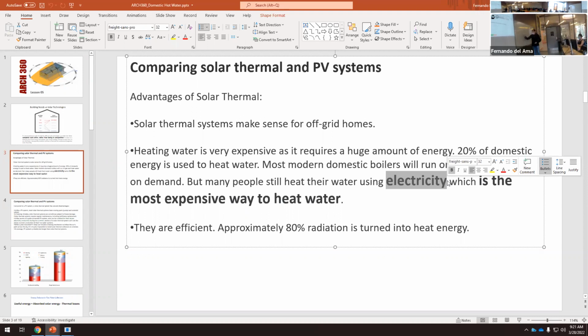Then we can burn a fuel. Okay, if we burn the fuel, we have an efficiency of, let's say, 80%. Okay, 80% of the energy that we generate by burning fuel, we can use on heating up water. So that's why burning fuel is very efficient. And then we have electricity.